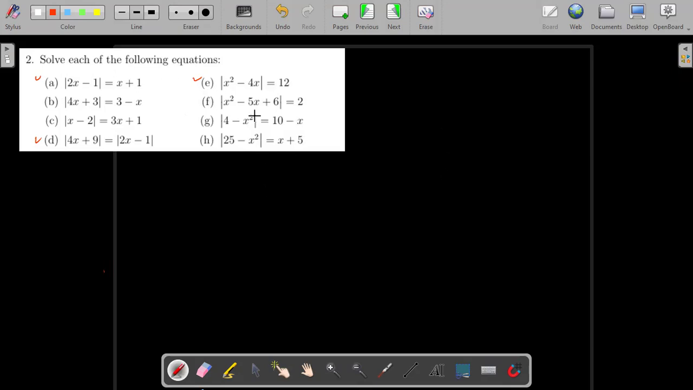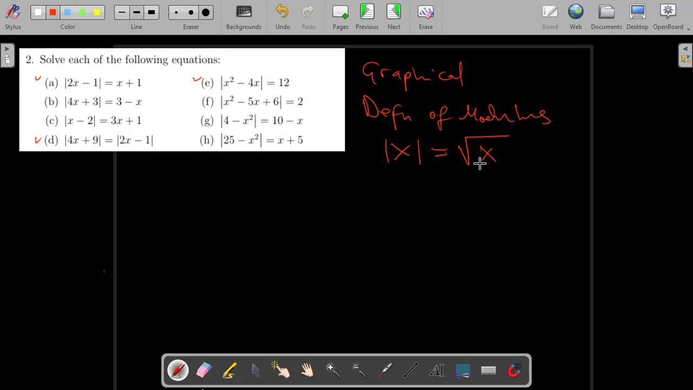We're going to look at two approaches here. One approach is the graphical method, and the other method uses the definition of the modulus. If you remember, for x, the modulus of x can be redefined as the square root of x squared. We use this definition in order to solve these equations.